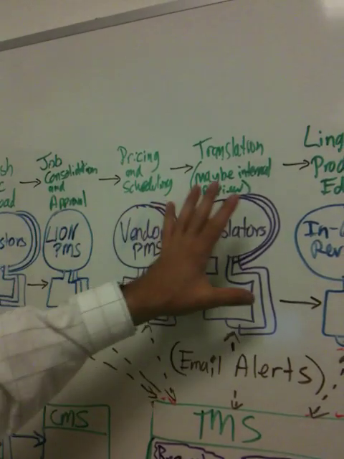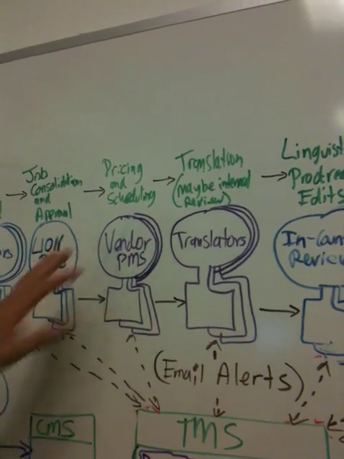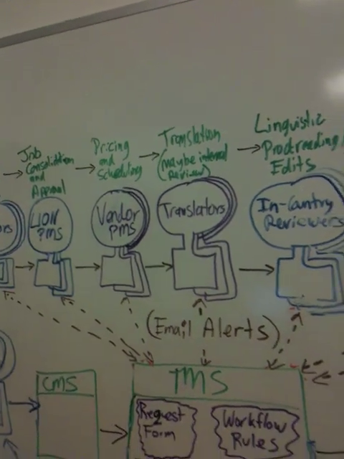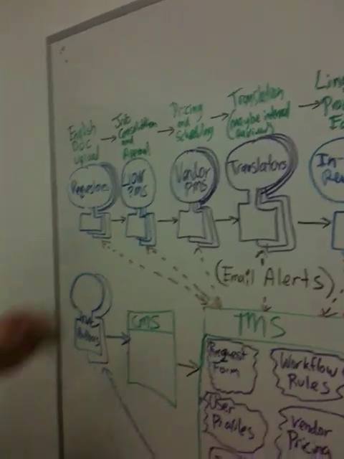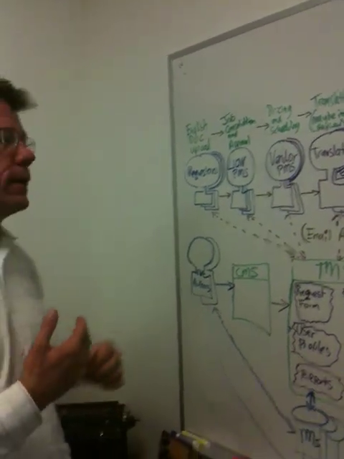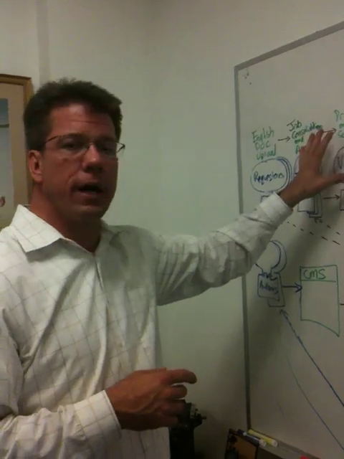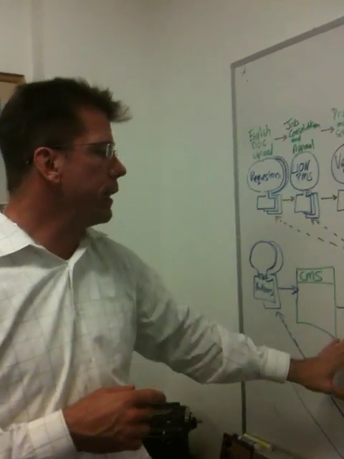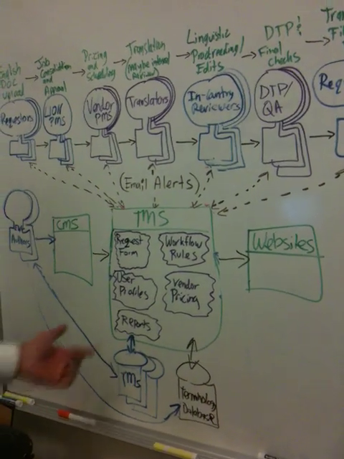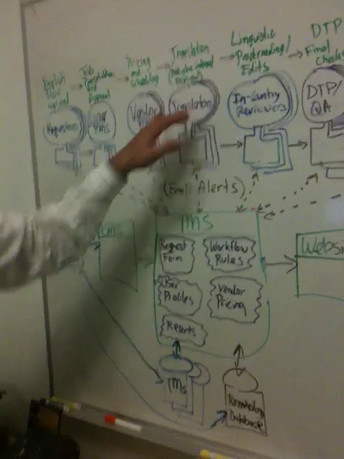You can tell that this is a different color because it's a different organization. These vendor project managers are doing things like confirming the pricing. They may add additional prices to the project. They're also scheduling the work, making sure that they have the right translators at the right time. And when they're ready and the job is ready to go to the next step, they again log into TMS, hit an approval button, and it goes to the next stage of the process, which is the translators themselves.